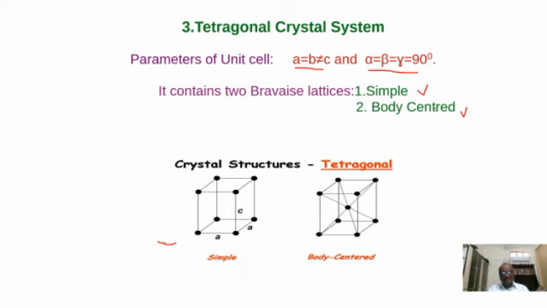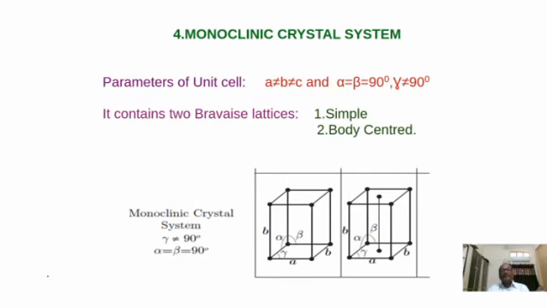What are the dimensions? a equal to b, not equal to c. What about the interfacial angles? Alpha equal to beta equal to gamma, equal to 90 degrees. Here you can see this is the simple unit cell, whereas this is the body-centered unit cell. Next, you see the monoclinic crystal system, the fourth one.